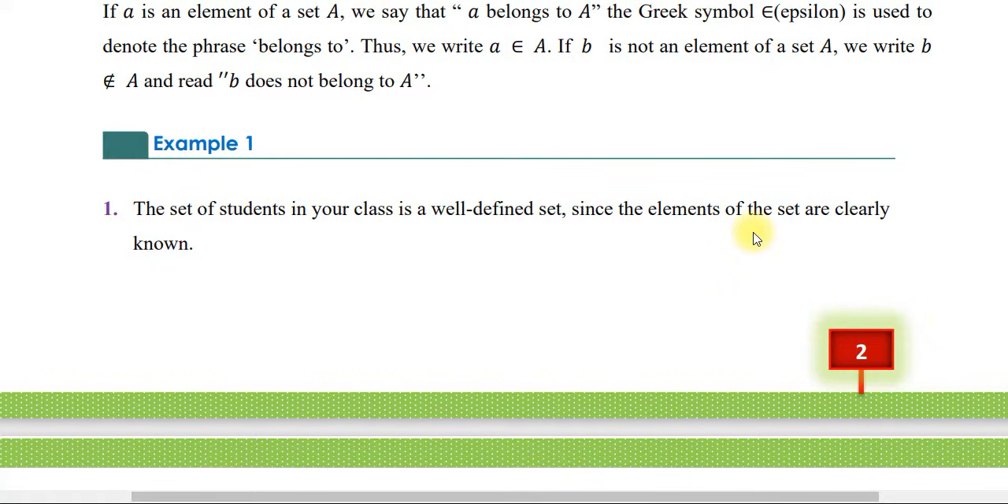That means, for example, there may be 50 students in a class: 20 female and 30 male, or simply 30 boys and 20 girls in a class. So which is a well-defined set.